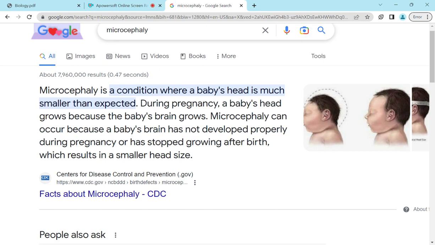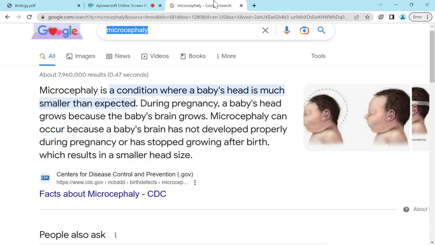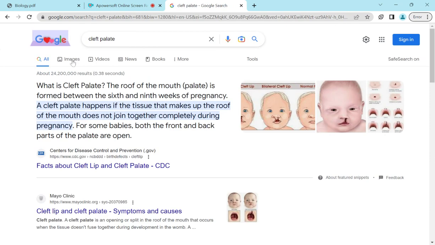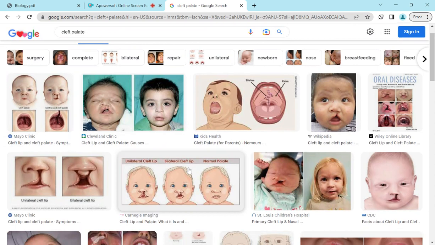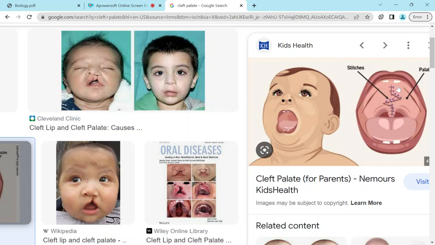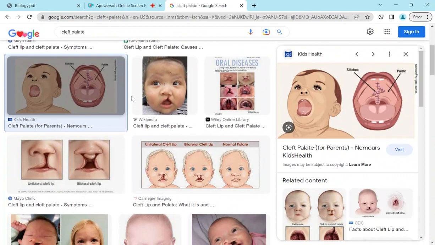Next thing is cleft palate. All right, first, let me just search it up and show you the images, and we can work with that. Yep, right here. So this upper thing is called palate. You have the soft palate towards the back, and you have the hard palate towards the front. So, here in this condition, what happens basically is the palatine processes of maxilla. Maxilla is your upper jaw. So, the palatine processes of maxilla and the palatine itself, they fail to fuse.